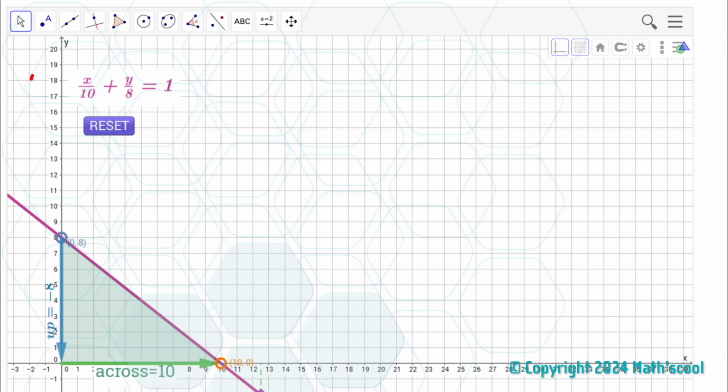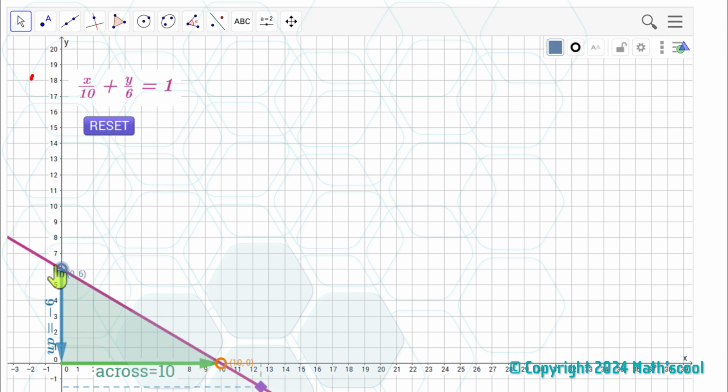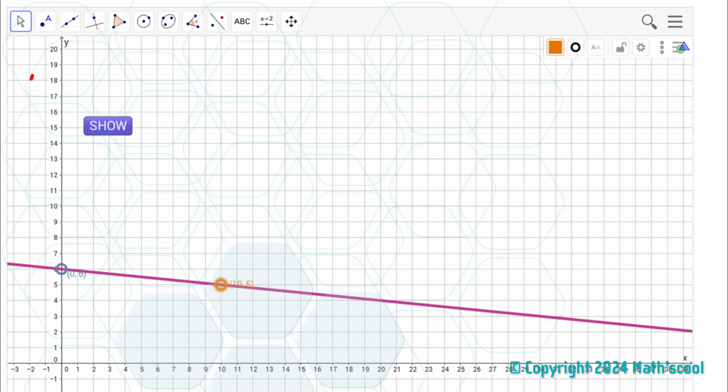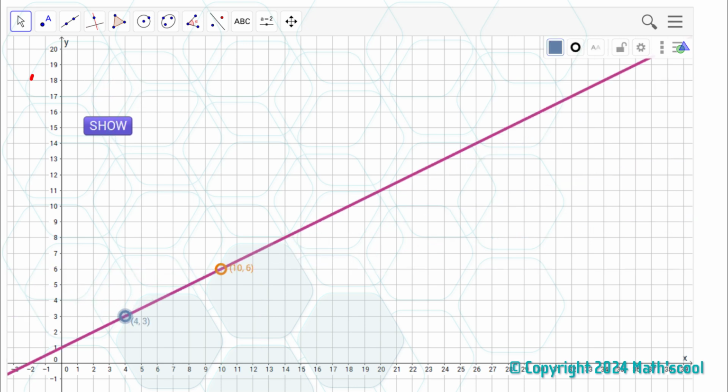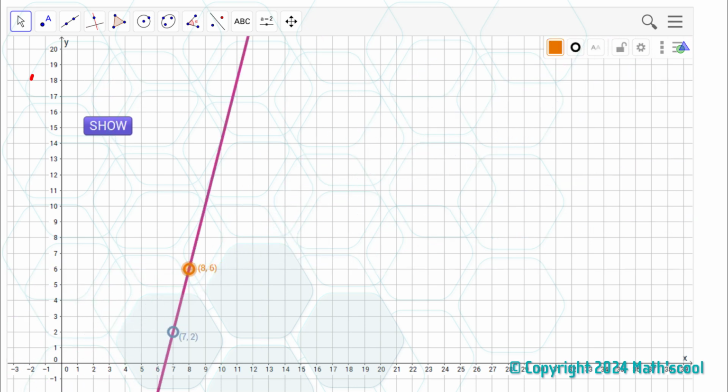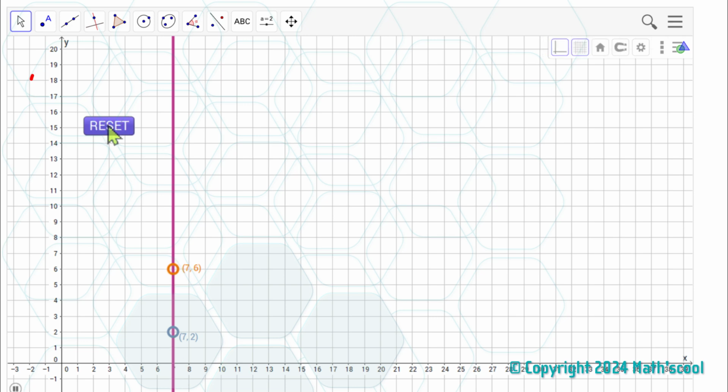Of course, we did mention this, but if you have a horizontal line like that, then very simply the gradient is 0, so it'd be just y equals 6. And if you have a vertical line like this, say I move that there, you can see that it's hitting the x-axis at 7. The gradient of this line is infinite, or undefined, and so we just get a vertical line, which is not in the form y equals, it's in the form x equals.